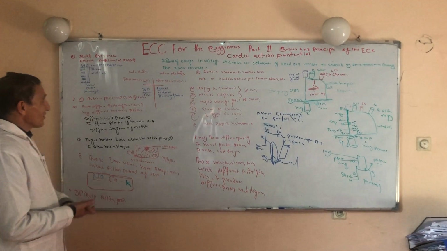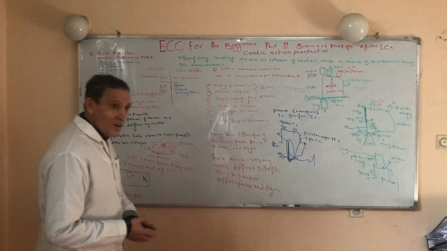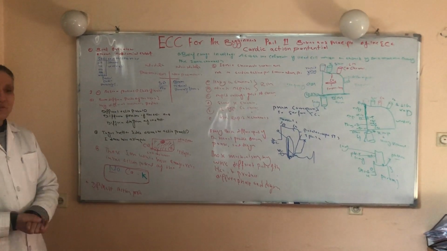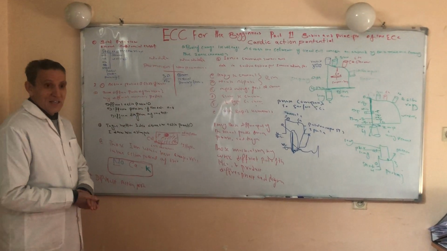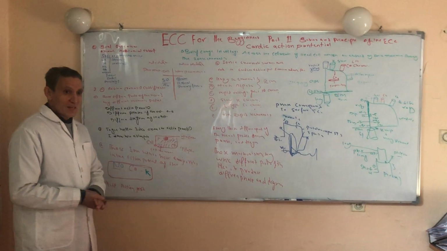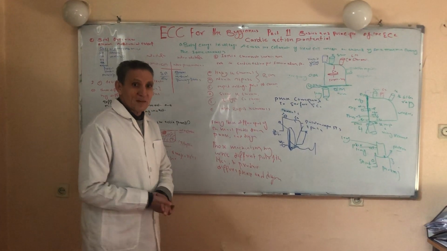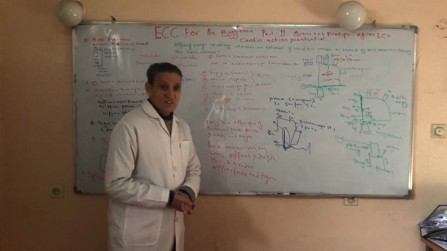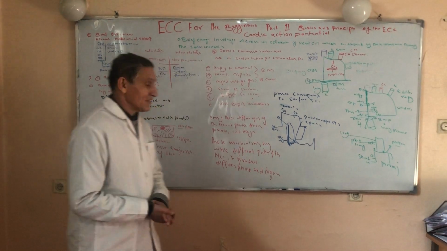Before I start my lecture about the cardiac action potential, I want to give a brief overview of the anatomical classification of the heart. The heart is anatomically divided into two parts: one is the electrical part, the other is the mechanical part. The electrical part includes the SA node, AV node, bundle of His, and the bundle branches, left and right. The left bundle branch is divided into the anterior fascicle and posterior fascicle, which are further divided into Purkinje fibers.